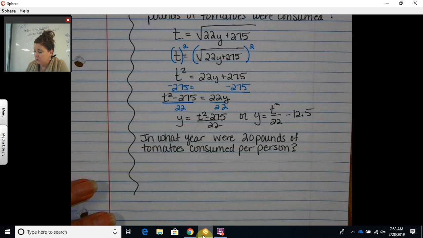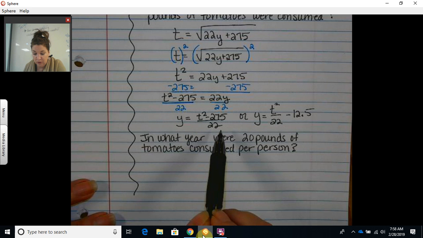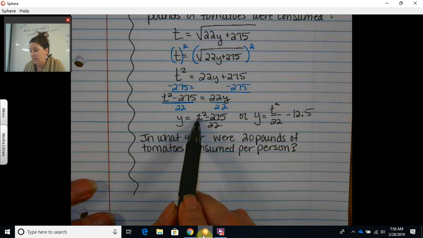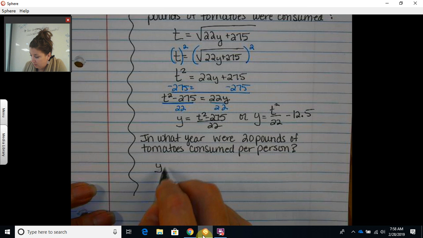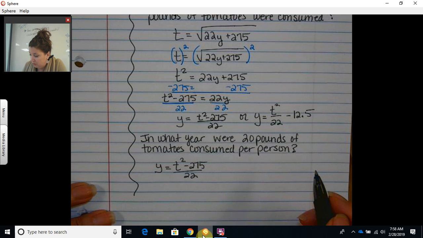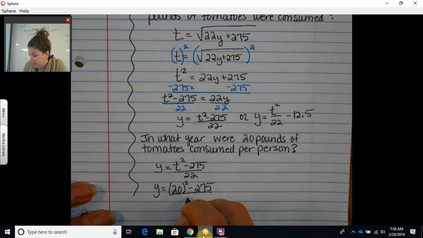Okay, so we'll start with substituting 20 for T. I can either go back to the original problem, or I could go back to the one we just created, which makes more sense since we're searching for Y and we know T already. So that's what I would do. I'm substituting 20 for T. So that's Y equals 20 squared minus 275, quantity divided by 22.